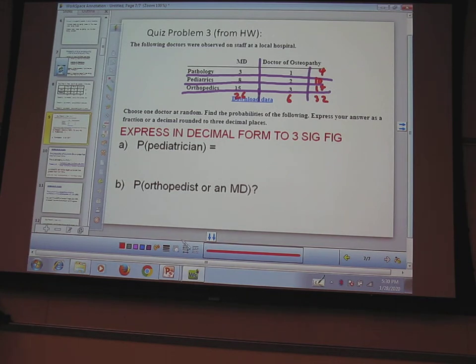So pediatricians, someone's a pediatrician, that means their area is pediatrics. So what's the probability someone's a pediatrician? How many pediatricians are there? 10 out of 32. Out of means divide by, right? 10 out of 32. 10 over 32.